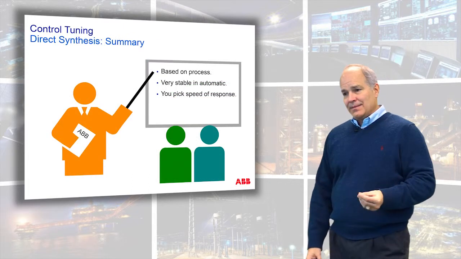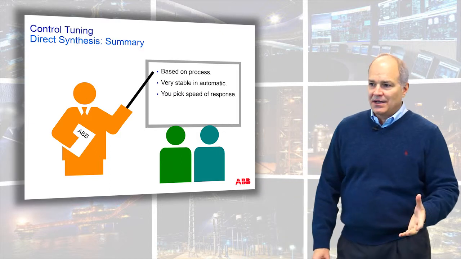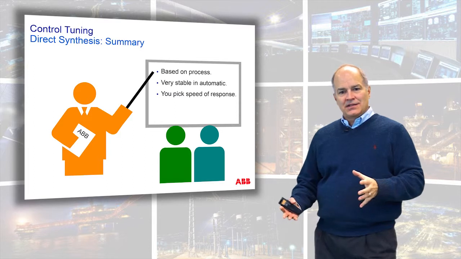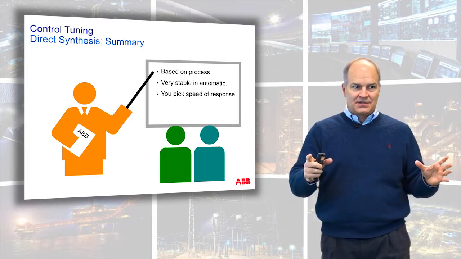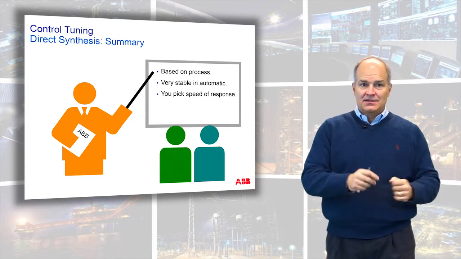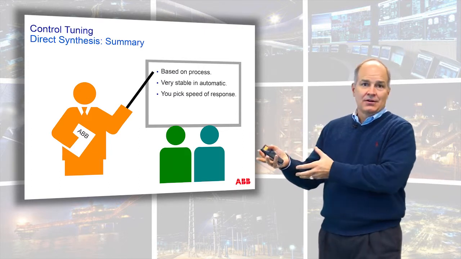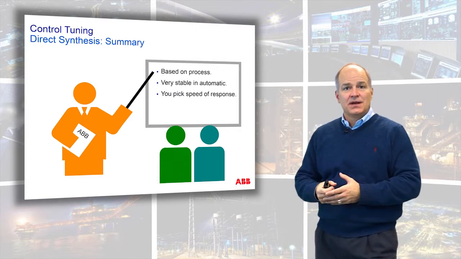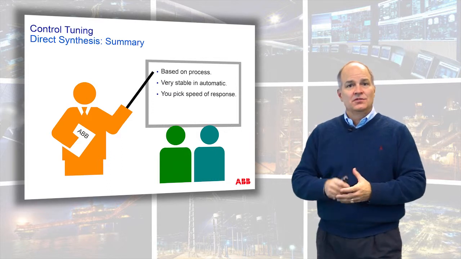Now, what I like about direct synthesis tuning is it's very stable. It's based on the process, and you get to pick the speed of the response. That's what's exciting about direct synthesis. You say, I'm going to assume all processes that are self-regulating are first order, which means there's a process gain and a time constant. I'm going to use the PI algorithm, and I'm going to pick a tau ratio that will adjust the speed of the response. You pick the speed of the response as a function of model mismatch, and you can tune your loops.